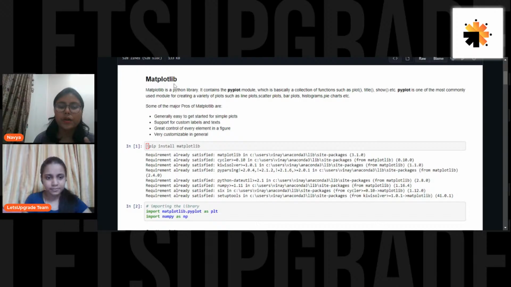So mathematics को plot करने की जो library, that is your matplotlib. So it is a Python library. It contains the pyplot module. Now see, all the modules are already made.